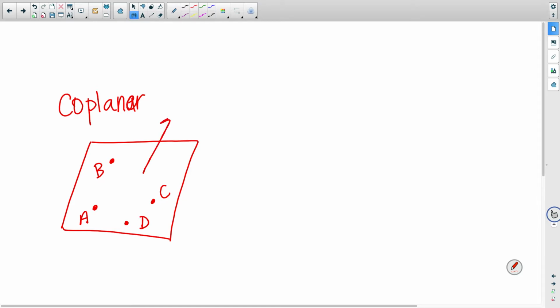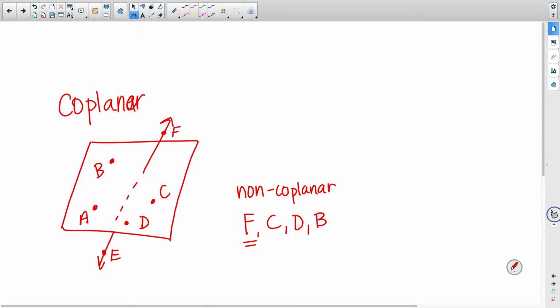But if we add maybe a line going through this, then F, so non-coplanar, would be like F, C, D, B. That F is what makes it non-coplanar. So when you're doing this, 3 points are always coplanar, because 3 points make up a plane. It's that 4th point that throws it off.